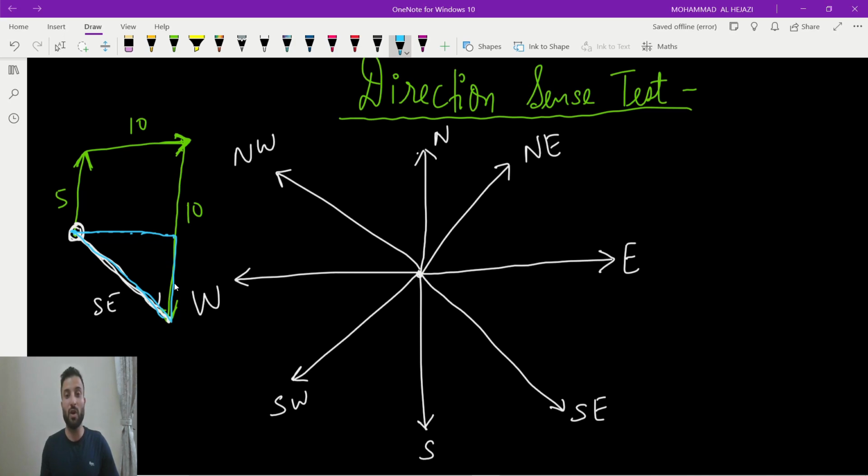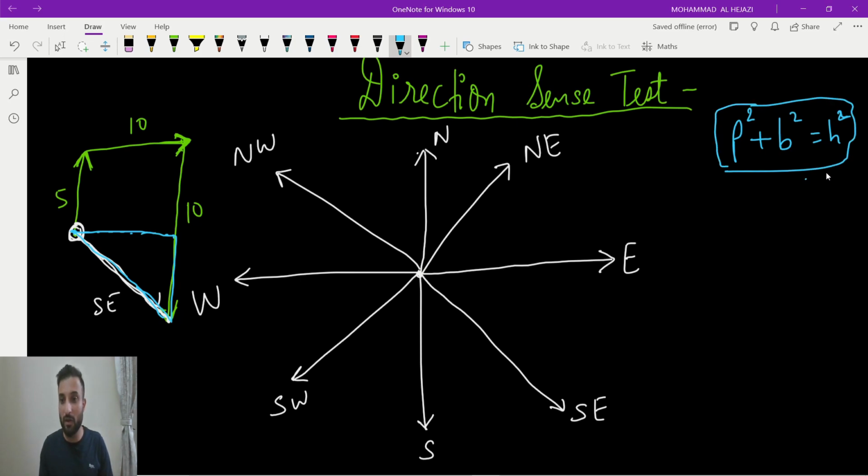So remember, if you have to find the distance for the inclined line, or you can say the slant line, then we use the Pythagoras theorem. The formula is perpendicular square plus base square equals hypotenuse square, where P is the perpendicular and B is the base. This is the formula of the Pythagoras theorem.